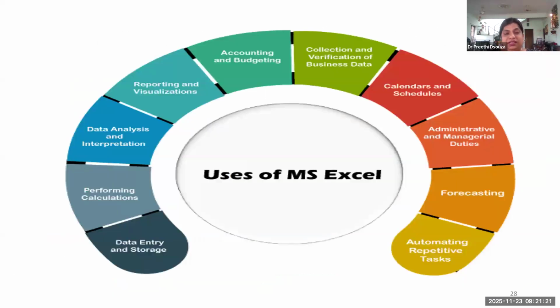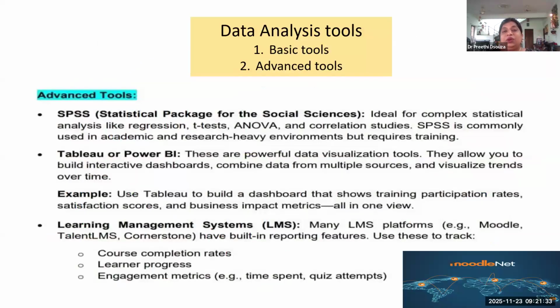Look at the uses of Excel, from data entry to reporting to calendars and scheduling, forecasting, collection and verification. It just does everything. Okay. Second one is advanced tools. The advanced tools that we use are SPSS, the Statistical Package for Social Sciences. It will have all the tests, and I have to know very clearly which test I'm going to use. But now SPSS is advanced. It also prompts me with tests based on my data.